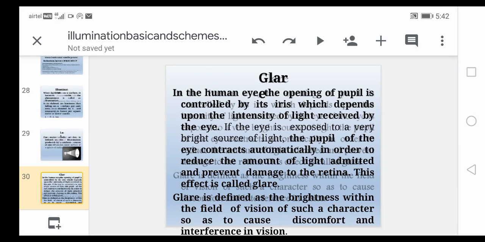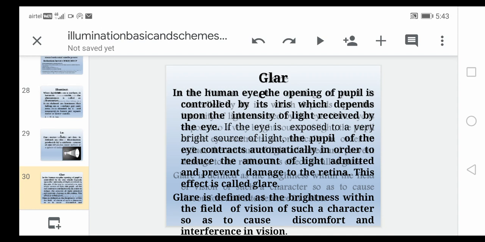Glare. In the human eye, the opening of a pupil is controlled by its iris, which depends upon the intensity of light received by the eye. We know that already, I told you. Our eye will not be able to see a very intense light. Especially, we are not able to see the sun in the midday afternoon, exactly at 12 o'clock, 1 o'clock like that. We cannot see that intensity of light received by the eye.